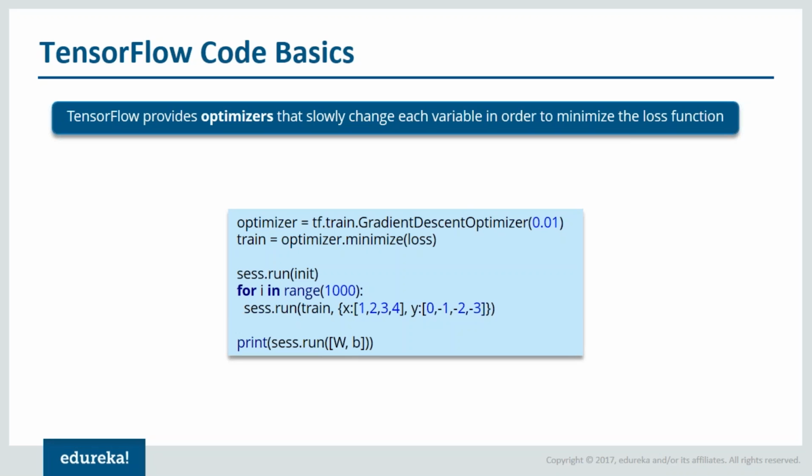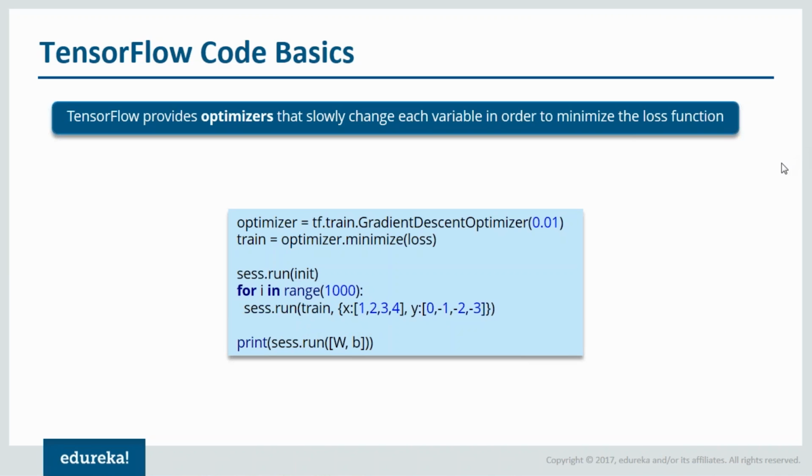So in order to minimize the error, in order to reduce this loss, TensorFlow provides optimizers that slowly change each variable in order to minimize the loss function. And the simplest optimizer is gradient descent. In order to do that, we have to call the function called tf.gradients. As you can see in the code itself, we have a tf.train.GradientDescentOptimizer with the learning rate 0.01. Then train equals optimizer.minimize(loss). So we're going to call this gradient descent optimizer in order to minimize the loss, and then we are going to run it. So let's see if that happens or not.